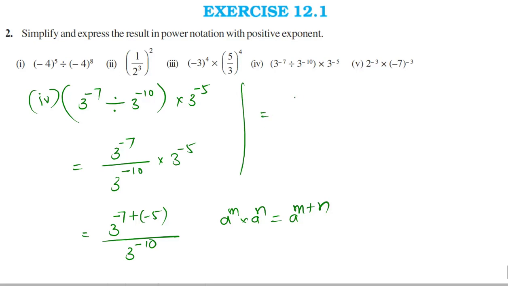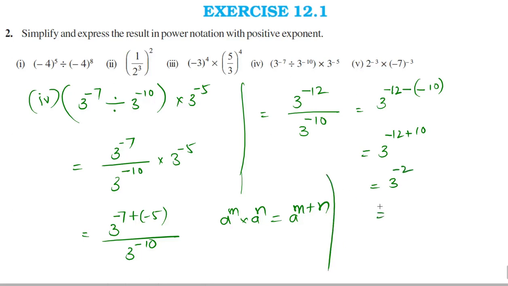So that is equal to 3 to the power of negative 7 plus negative 5, that is negative 12, divided by 3 to the power of negative 10. This is in the form of a to the power of m by a to the power of n, so we can write a to the power of m minus n. So this is equal to 3 to the power of minus 12 minus, the exponent of the denominator is minus 10, so we need to write minus 10 again. So put the bracket here. This is equal to 3 to the power of minus 12 plus 10, which means 3 to the power of minus 2.